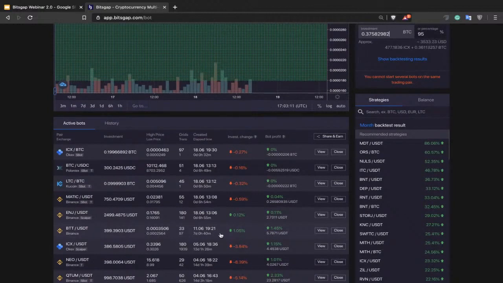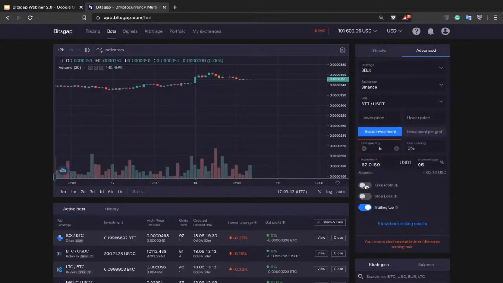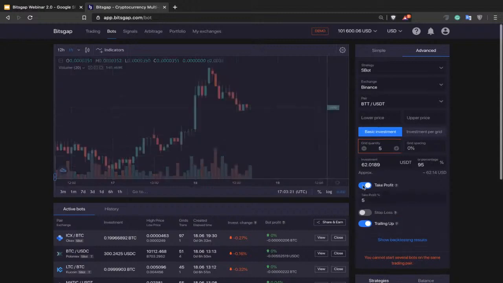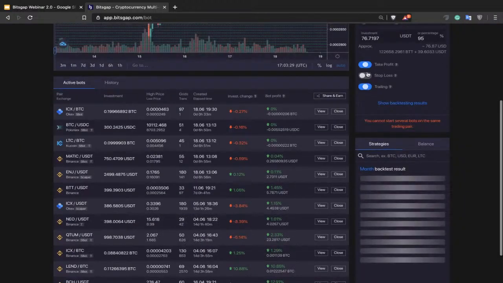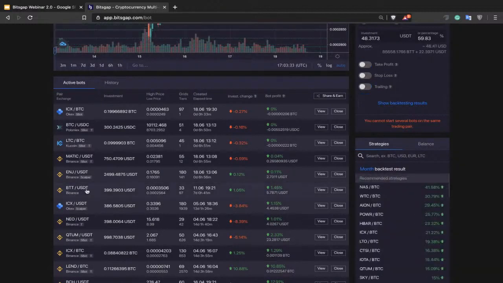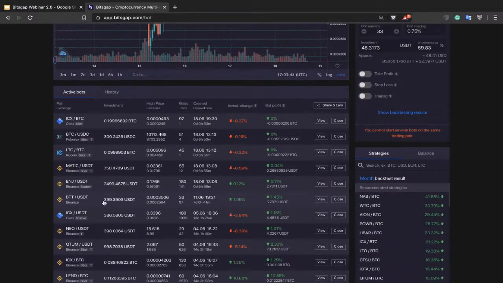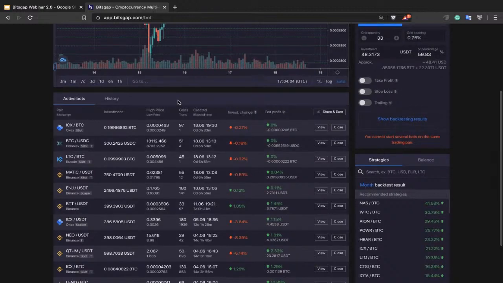to reach 1%. So if I would use take profit here, this one, and if I would set 1%, and let's assume that I had this setup for my BTT trading to USDT, so as it reached 1%, it would have closed my bot already. But I don't have my take profit here at BTT, so it has moved even higher. It's now 1.05%, but if I had my take profit on in BTT in this active bot, the bot would already close it automatically and it would lock in the profit.